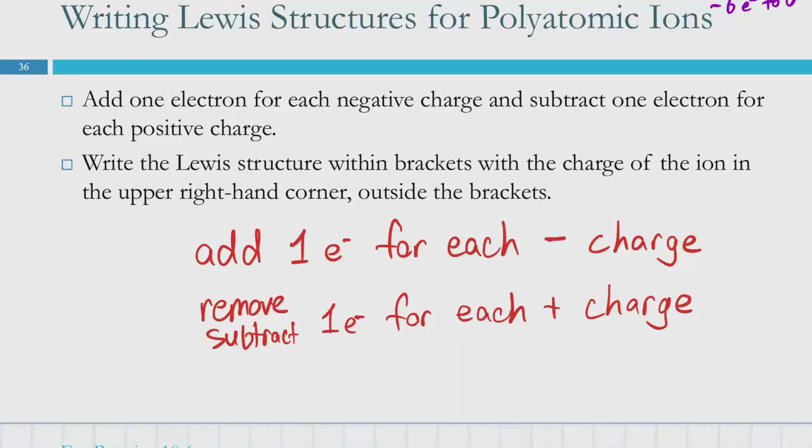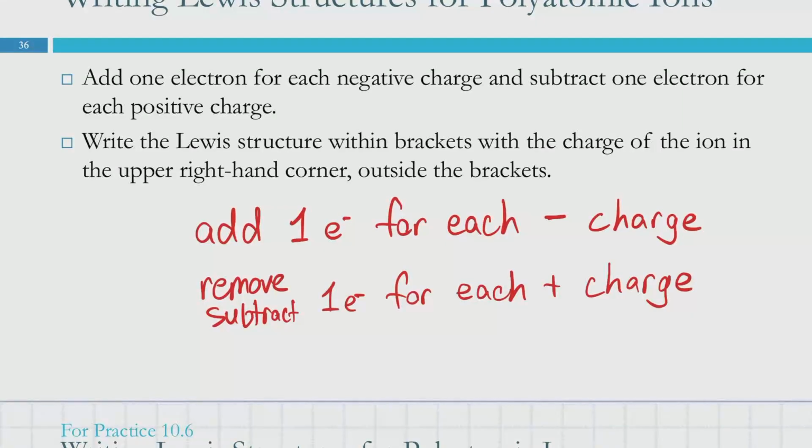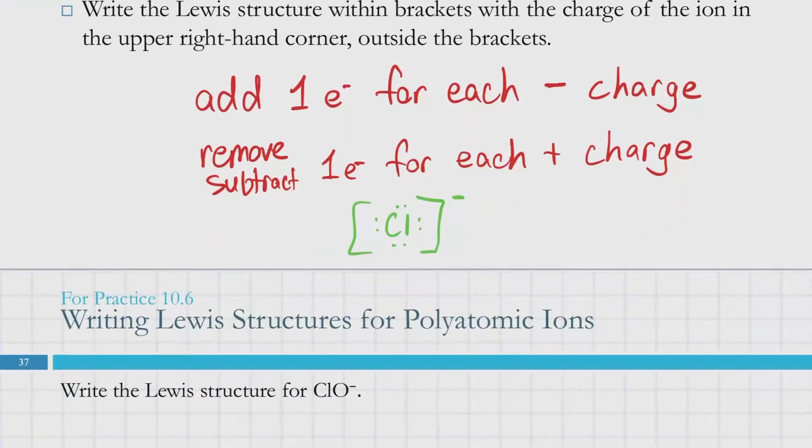And then we also write the Lewis structure within brackets with the charge in the upper right-hand corner, kind of like we did with chloride, nitride. I think those were the 2 that we used. Anytime that we have a monoatomic anion, we also do this. So put it in brackets and charge in the top right corner. This would be for just chloride. For our polyatomic ions, they're bigger. We'll see an example of that right now.